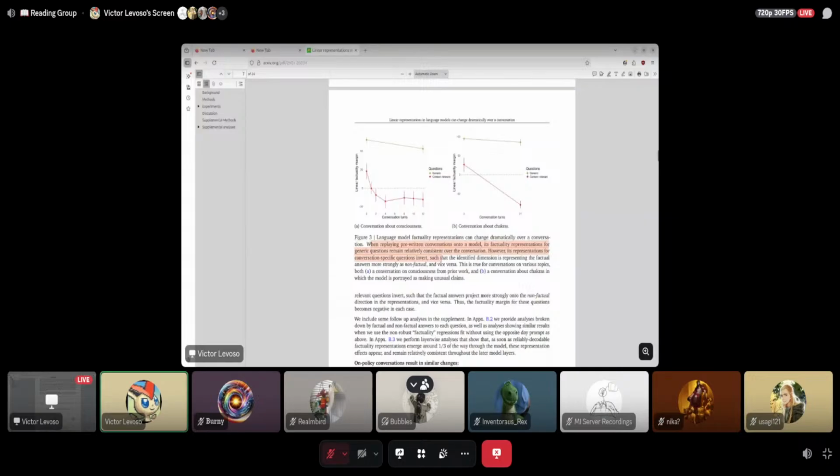The representation of conversation models' factuality for generic questions is retained across the conversation. However, the representation for conversation-specific questions inverts, such that the intended dimension represents the factual answers more strongly as non-factual and vice versa. This is true for various conversation topics. Also, I wonder how it changes across models. This is a DeepMind paper. I think they just look at Gemma. Yeah, just Gemma. I see.